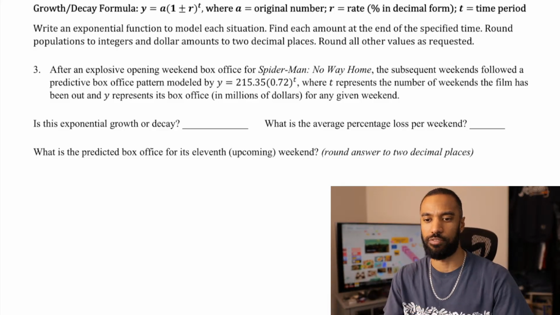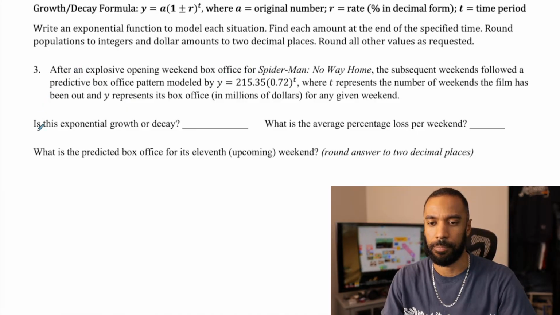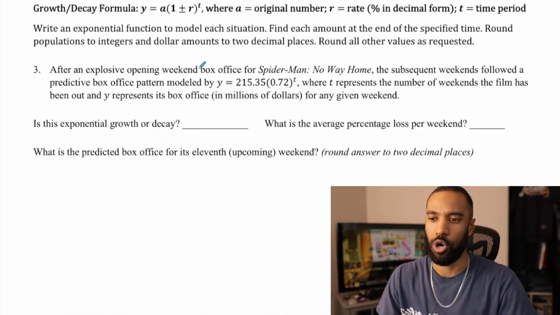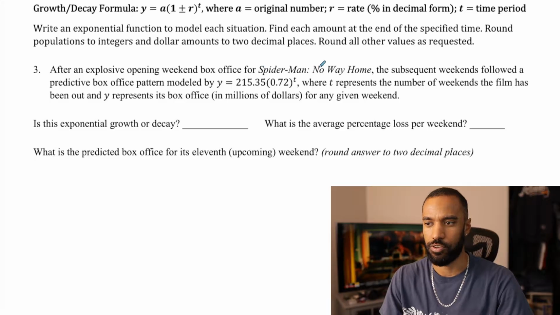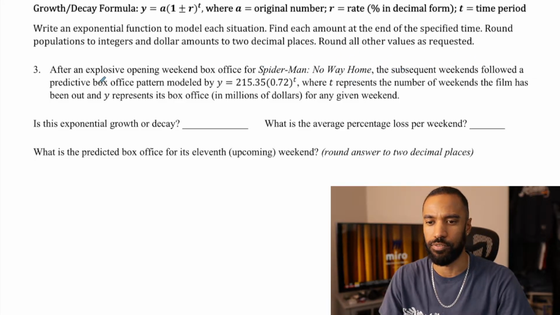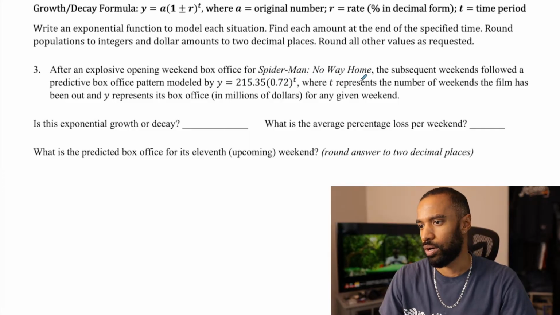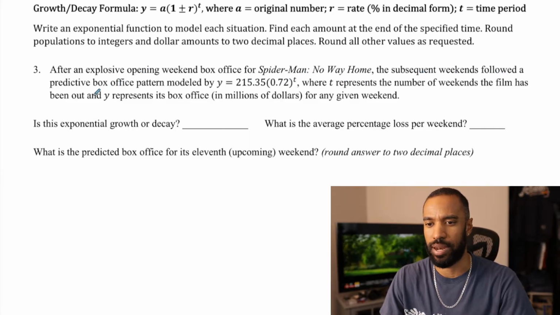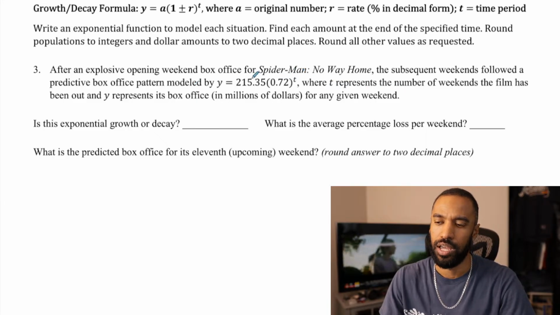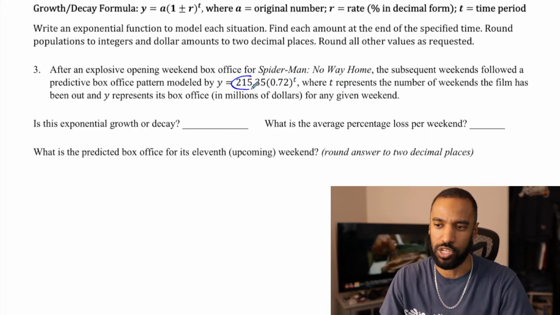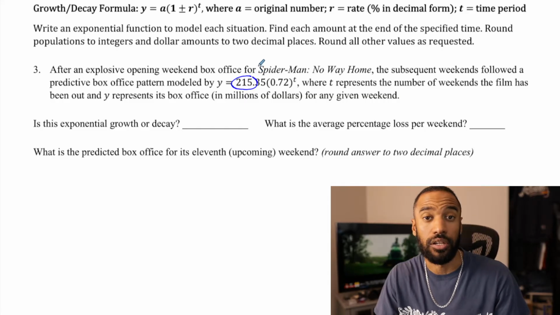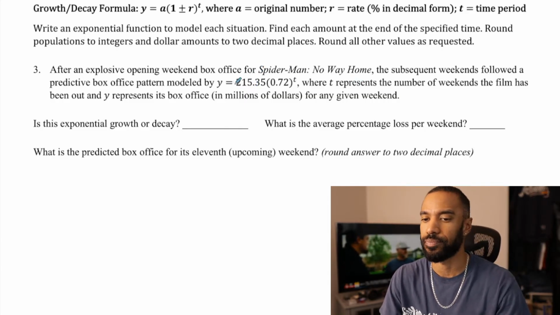All right, let's write an exponential function here. Well, actually, we have one this time. After an explosive opening weekend box office for Spider-Man: No Way Home, the subsequent weekends followed a predictive box office pattern modeled by this, where T represents the number of weekends the film has been out, and Y represents its box office in millions of dollars for any given weekend. That means that 215, this number means $215 million, not just $215.